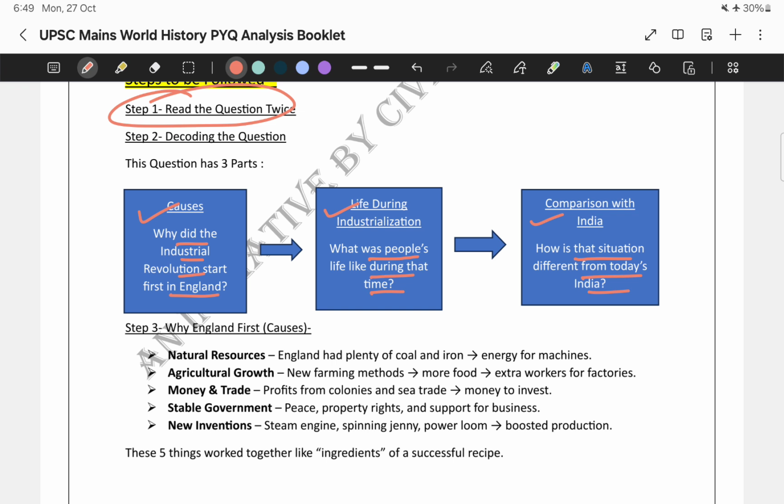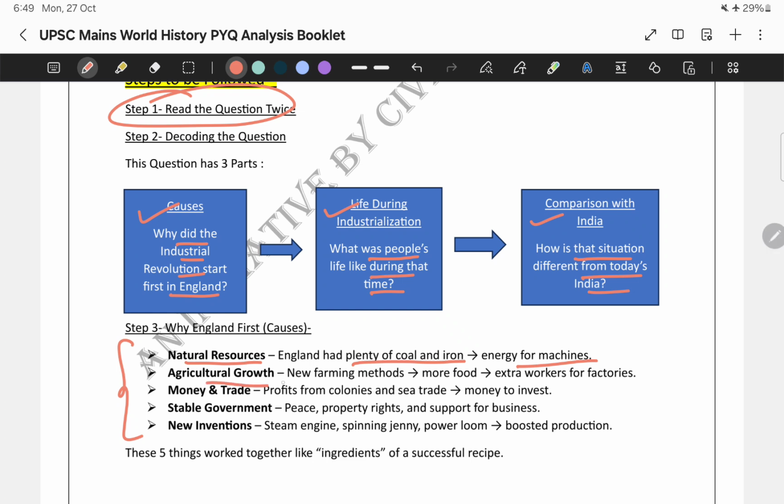Now let's start with the first part. Why England? Think of it like a recipe. England had all the right ingredients at the right time. What does this mean? First of all, the natural resources. England had plenty of coal and iron, which are the backbone of steam power and machinery. So England had an advantage regarding natural resources.